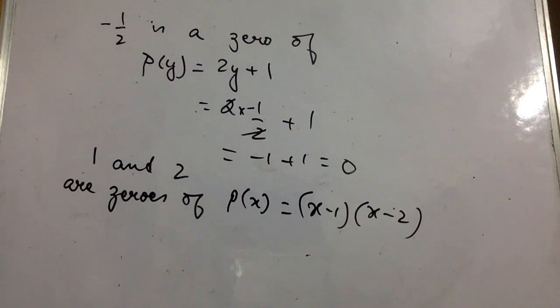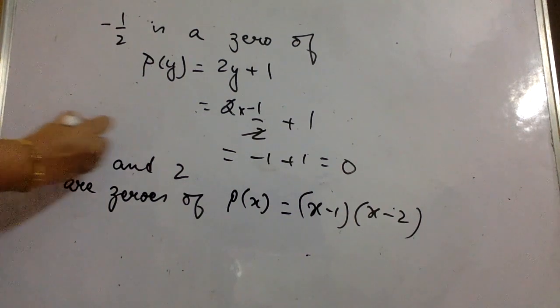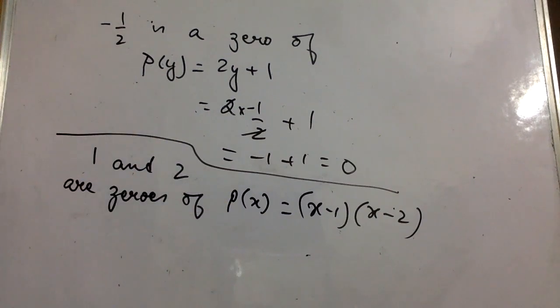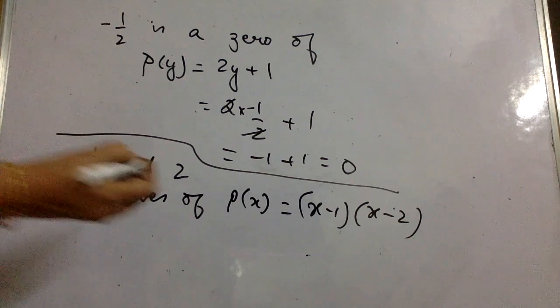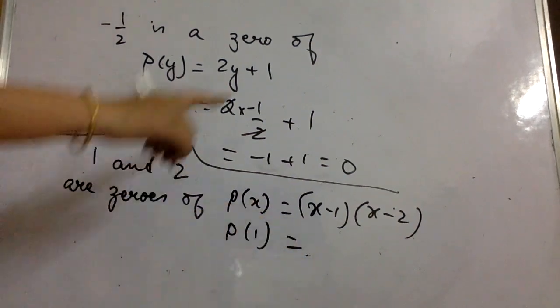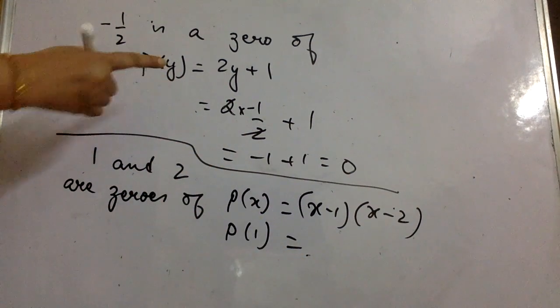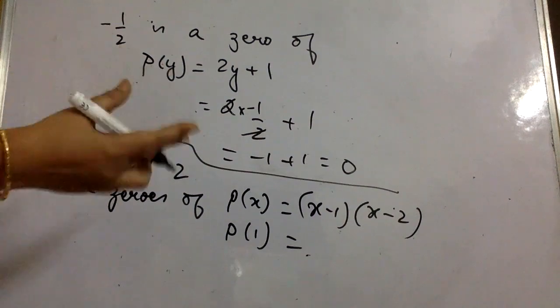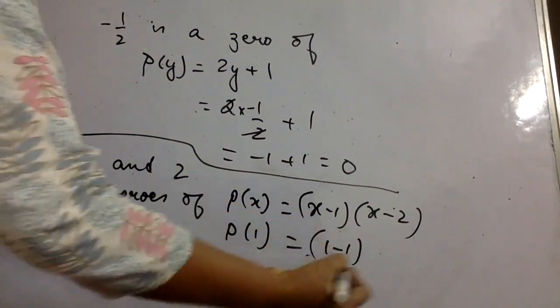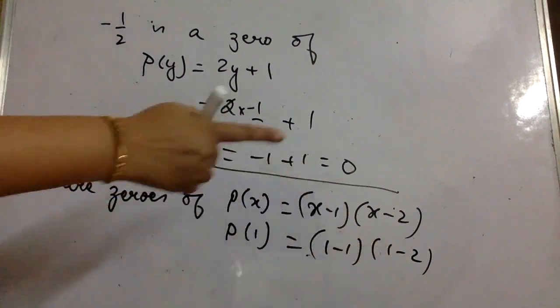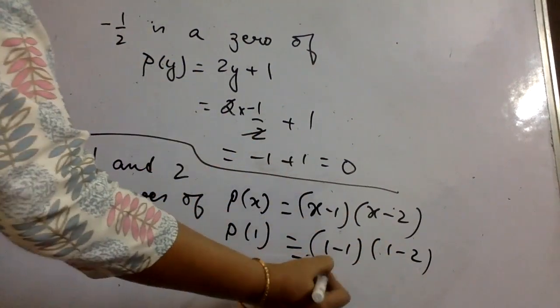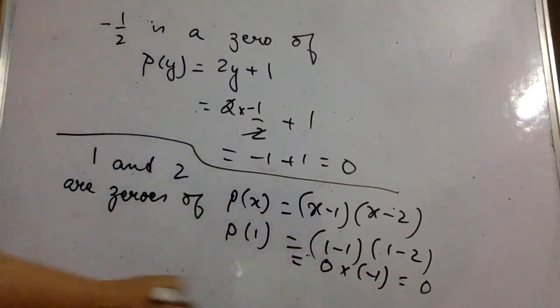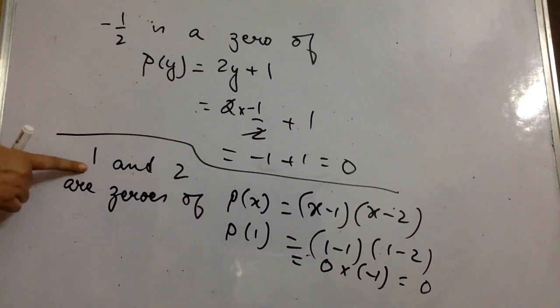Is 1 and 2 a 0 of this polynomial? Now what do we do? Here, first let us put a 1. If we put a 1, we'll have to write it as p(1). Don't just put a 1, because here I have 2 zeros. So p(1) means I'm going to substitute 1, and that is (1 minus 1)(1 minus 2). Whatever the value of the second factor is, I am not bothered. This itself is 0. 0 into minus 1 is a 0. So definitely 1 is a 0 of the polynomial.